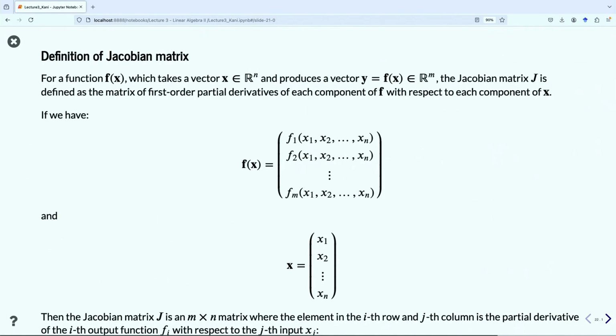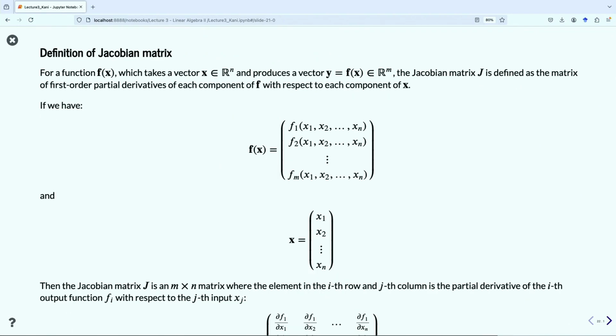Maybe I'll zoom out a bit. The literal definition is that if we have a function f of x, which takes in a vector of variables and produces a vector y of real numbers, then the Jacobian matrix J is defined as the first order, and this is important, the first order partial derivatives of each component of f with respect to each component of x. Oof, that's hard to say.